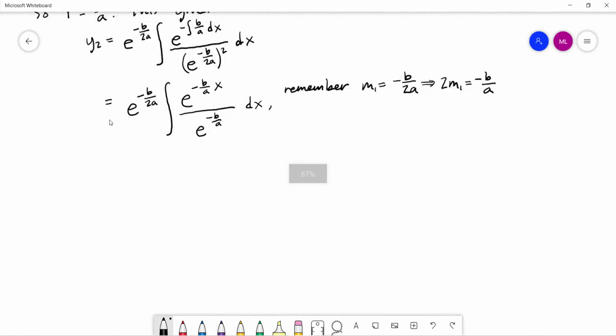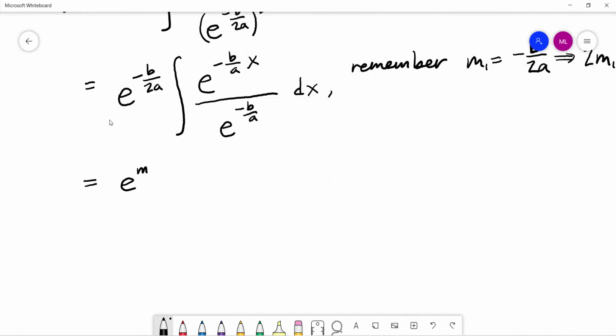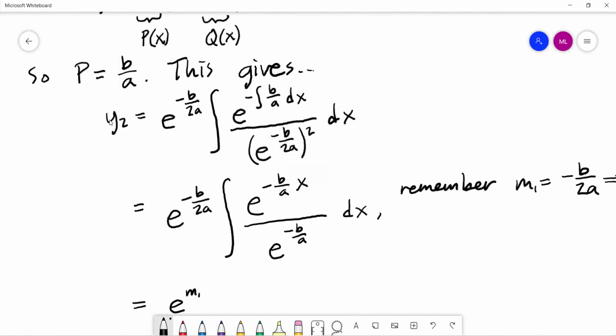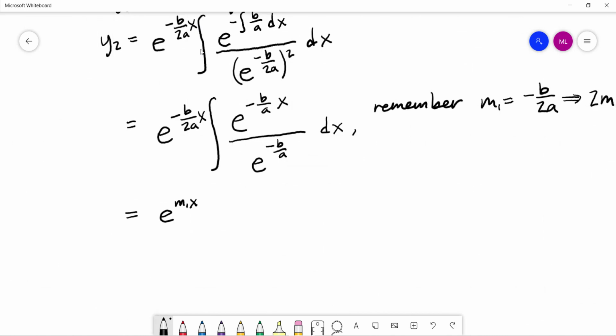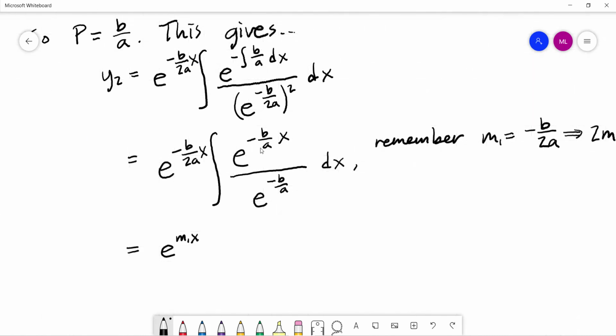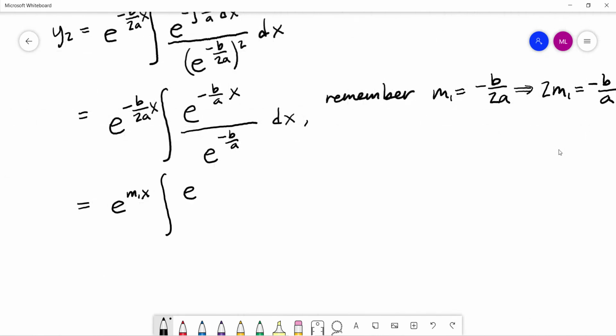So cleaning this up just a little bit so I don't have to carry around these fractions everywhere. This first term is e to the m1 x. Remember, it's the full y1, and I dropped my x here. So there should have been an x there and an x there. This other term is now e to the negative b over a times x, but negative b over a is 2m1. So I now have the integral of e to the 2m1 times x, and down here in the denominator, I also forgot my x here.